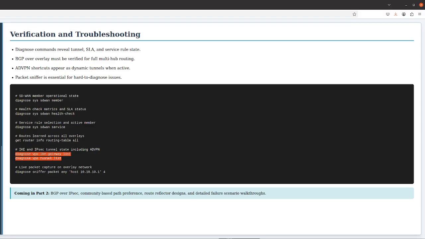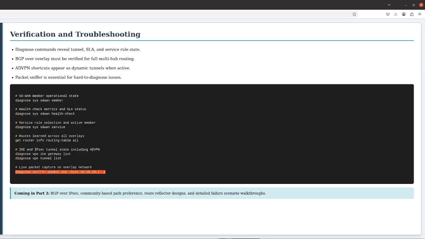working as intended. Finally, the diagnose sniffer packet any 'host 10.10.10.1.4' command captures live traffic matching any host on the specified overlay network, giving you packet-level visibility when logs and counters are not enough.